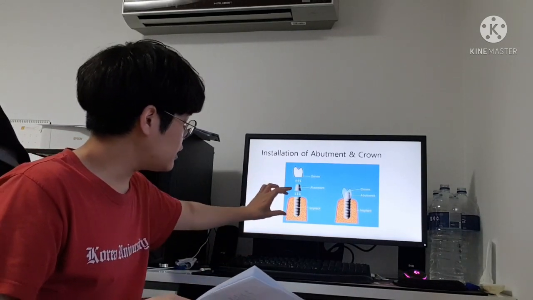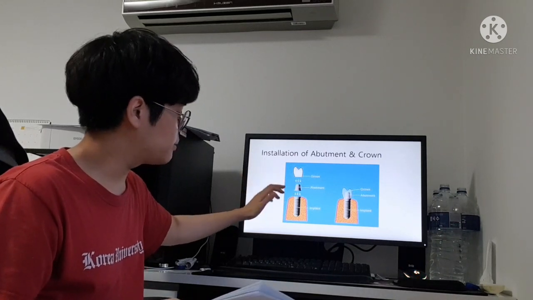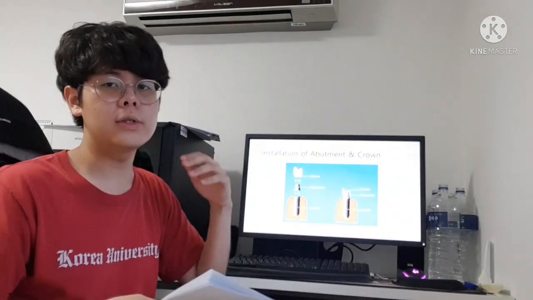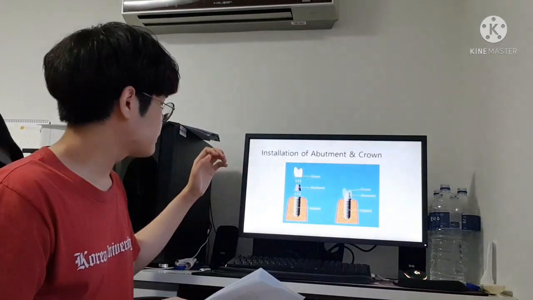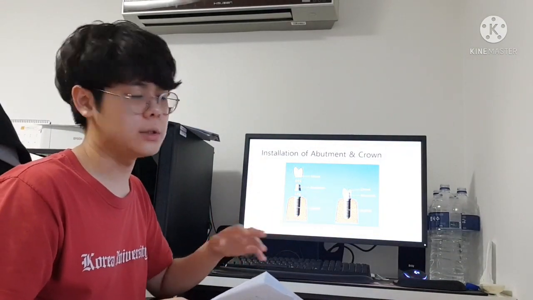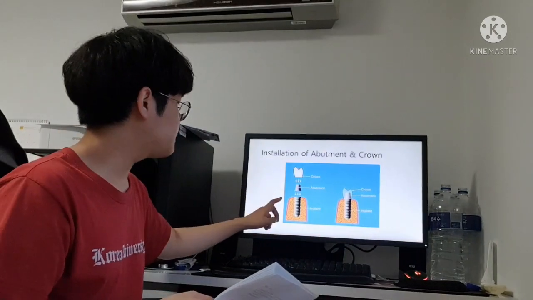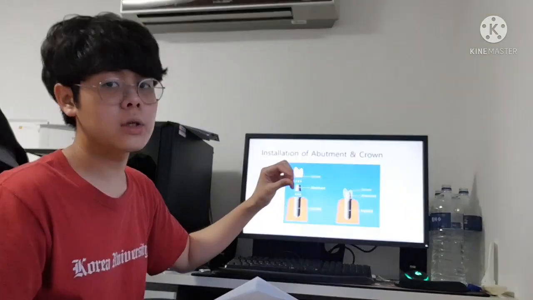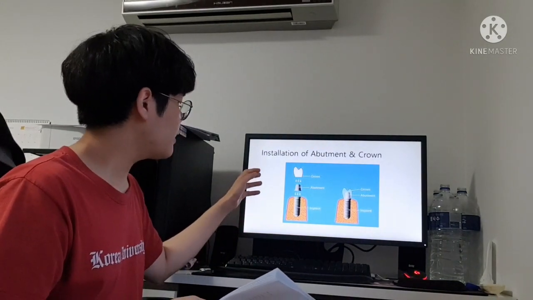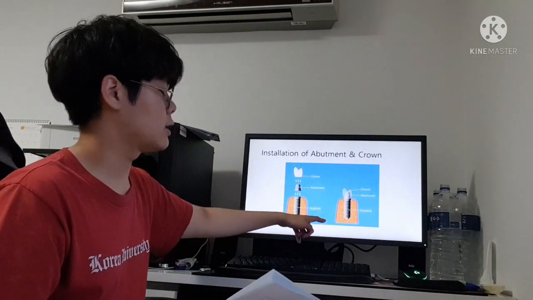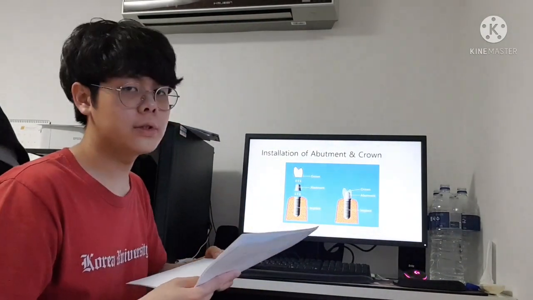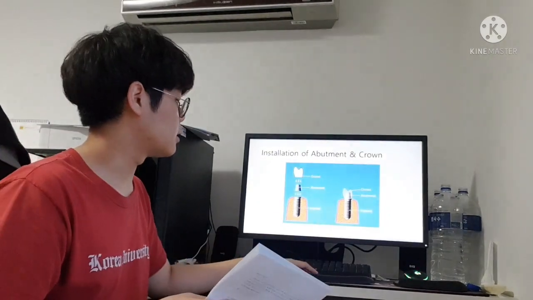As you can see, if we only install the implant, it only comes out to the surface of our gums. But we need new teeth, not just the implant. So we put in the abutment, which is the junction of the crown and implant, and we set a crown on it. So in this process, we have an artificial structure that looks like teeth.